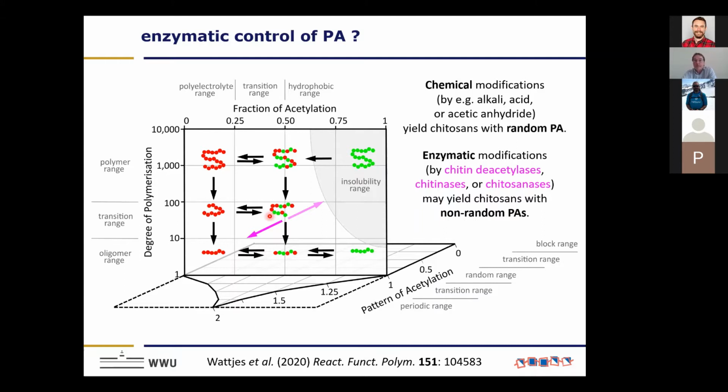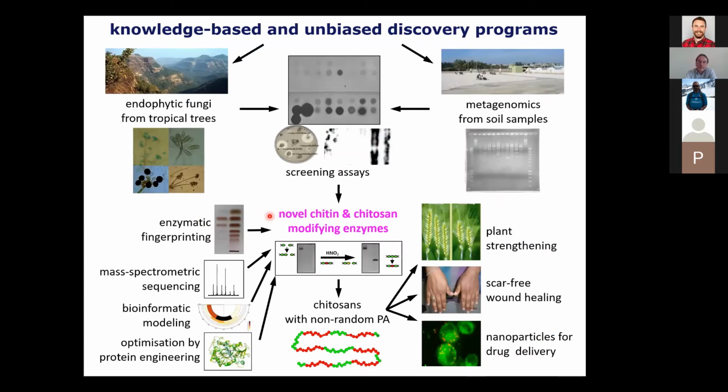And our hypothesis was that using enzymes, it should be possible to move out of this 2-dimensional matrix and add different non-random patterns of acetylation. So for a long time, we focused on identifying such enzymes, and we used different knowledge-based or also unbiased discovery programs to look for such novel chitin and chitosan modifying enzymes. We developed techniques to identify them, to characterize them, and all of this with the purpose to finally use them to produce chitosans with non-random patterns of acetylation, which we could then use in different applications to find out whether the pattern of acetylation really has an influence on bioactivities.